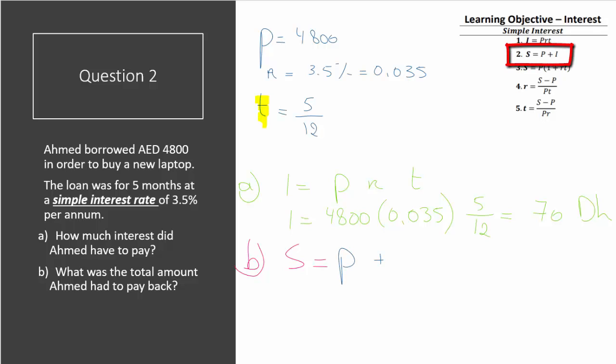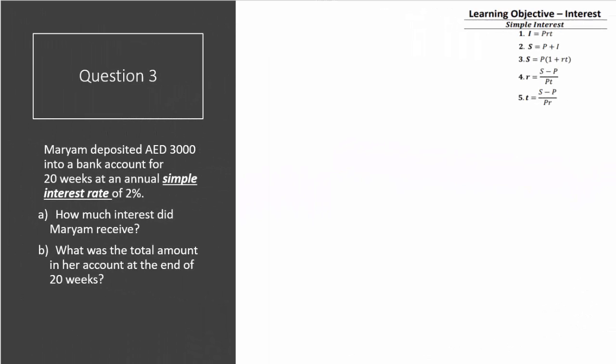So really this question is asking for formula 2. So the principal, 4,800, plus the interest was 70 dirham. So you end up paying back the original amount, 4,870 dirham.